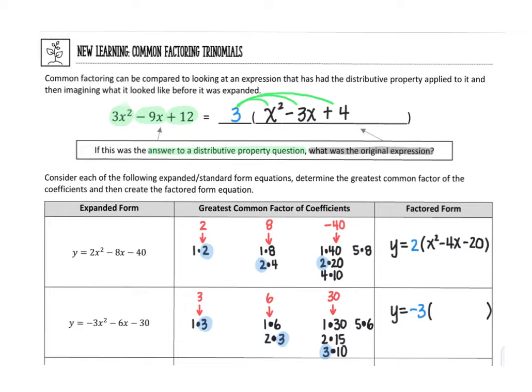This will mean we'll have negative 3 outside the brackets, and then inside the brackets we'll have x squared plus 2x plus 10. We can verify this once again by multiplying the negative 3 into the set of brackets. If we were to do this, we would have negative 3x squared minus 6x minus 30. Since this matches our original expanded form, we know we are correct.